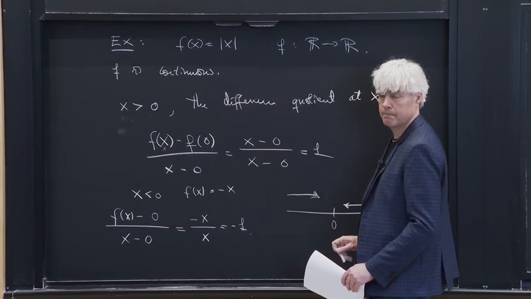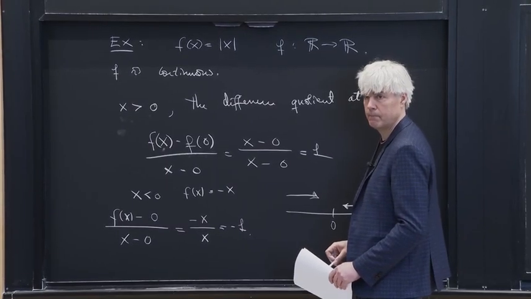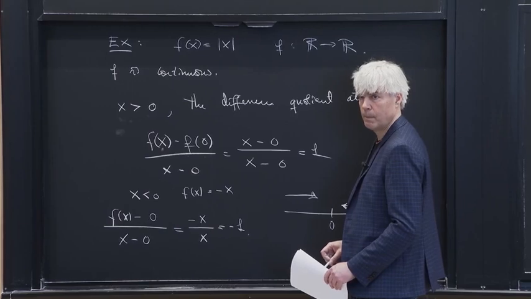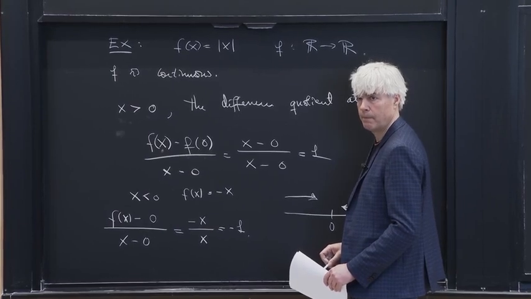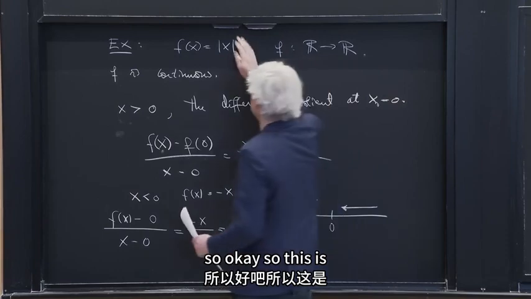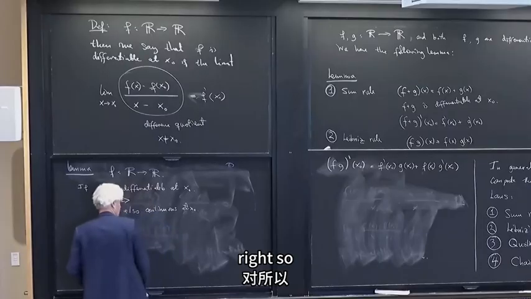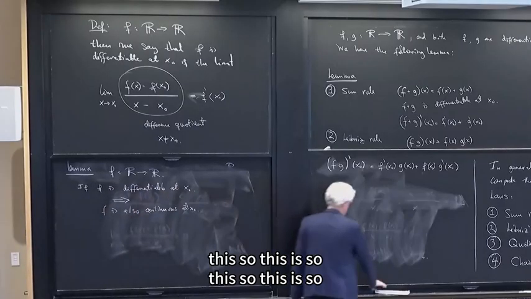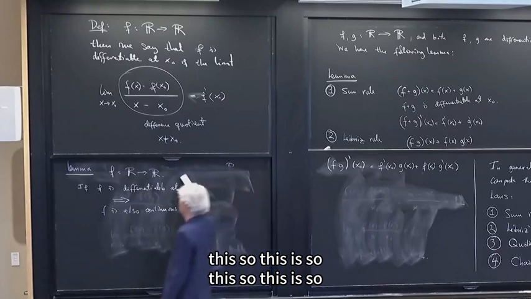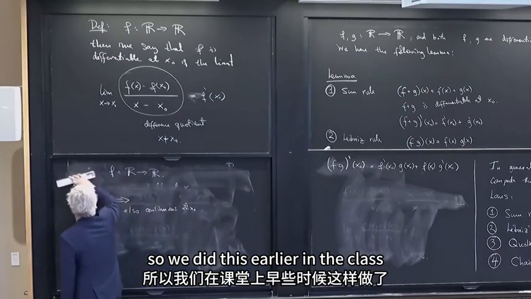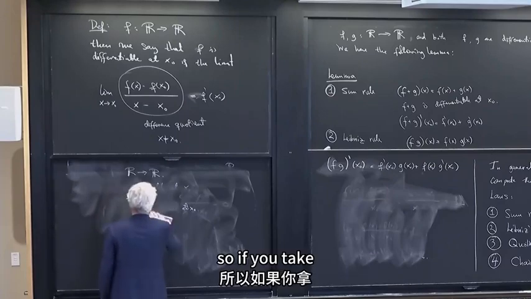Yeah. So you define what it means for like a minimum function as x approaches. So okay, so this is, right. So we did this earlier in the class.